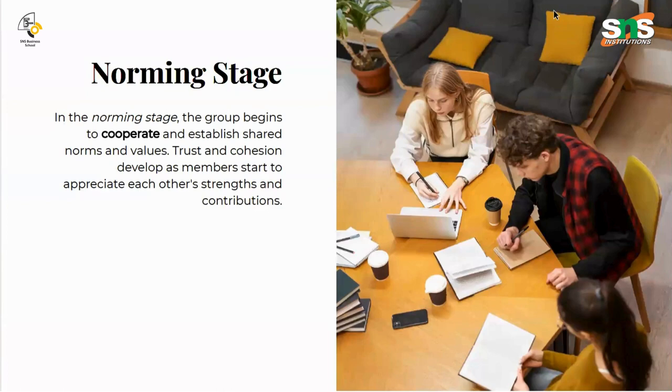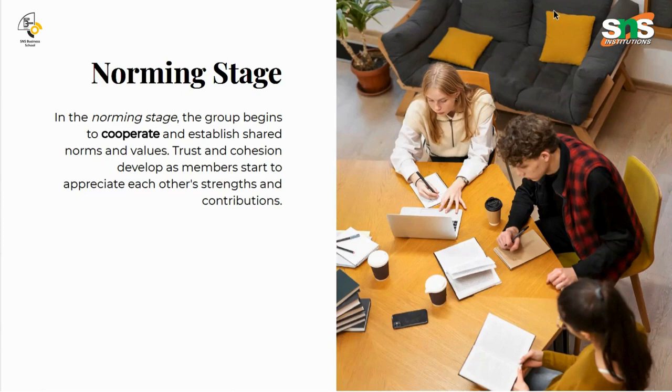The next stage is the norming stage. In the norming stage, the group begins to cooperate and establish shared norms and values. Trust and cohesion develop as members start to appreciate each other's strengths and contributions. As the conflict rises before, though they are in a team, they share their things with each other. At that point, a mutual relationship builds inside the team.